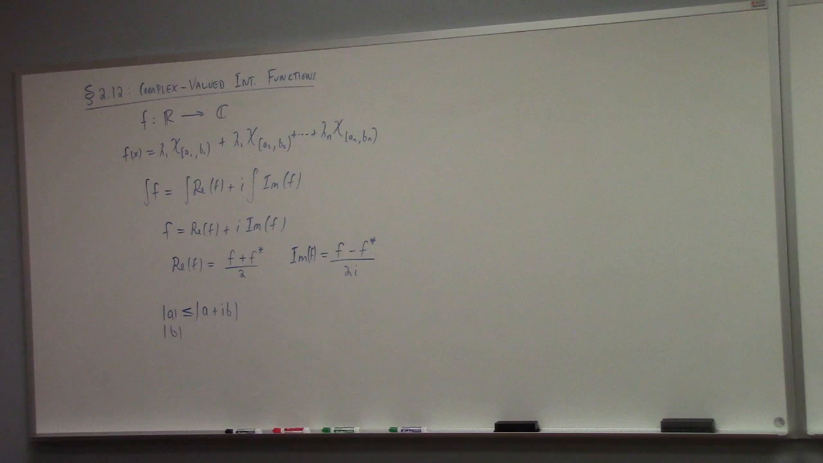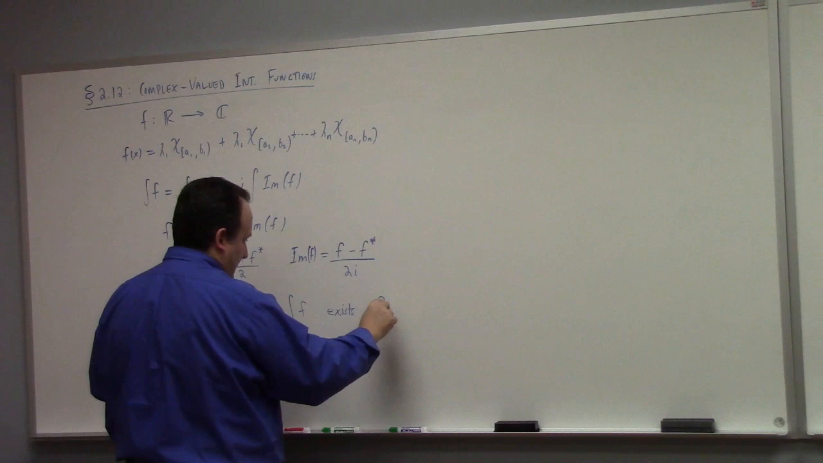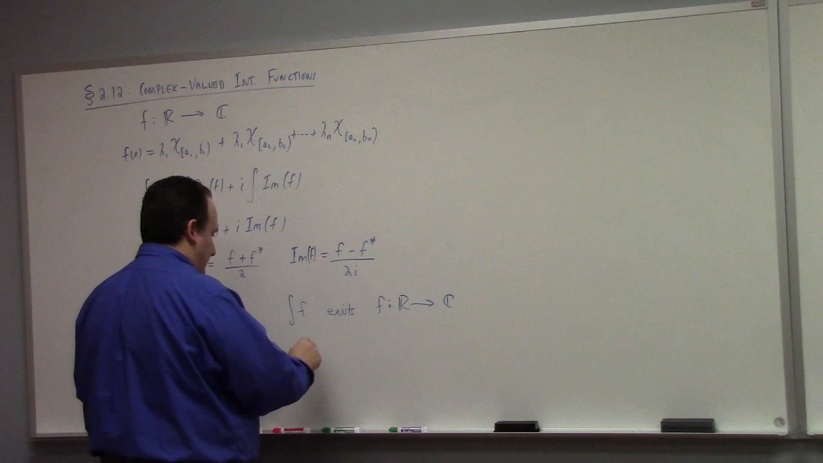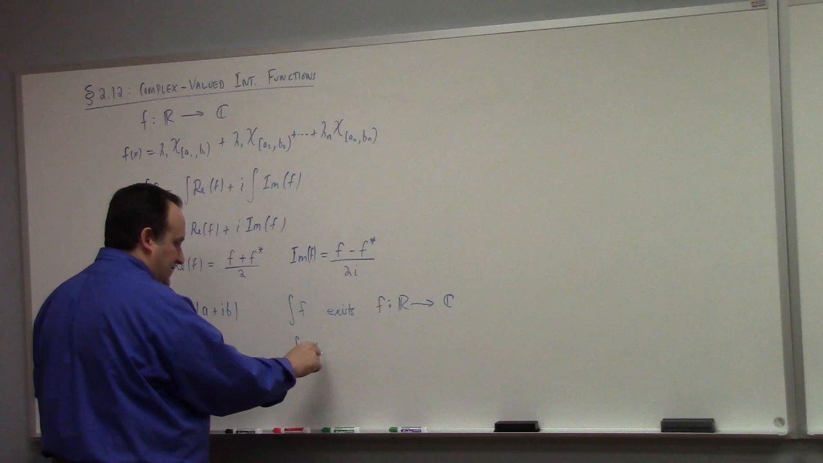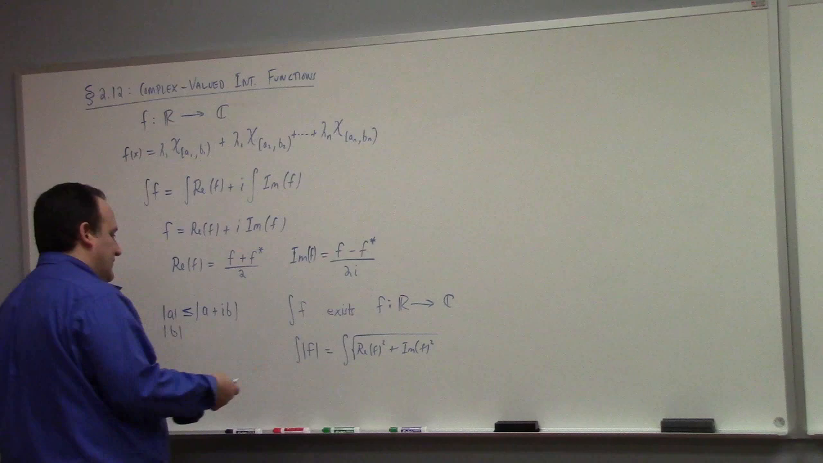The absolute value of a locally integrable complex valued function is locally integrable. So, well, that's kind of neat. So in other words, if you have that the integral of f exists, where f is a function from R to C like that, then the integral of absolute value of f exists, where this means the integral of the square root of the real part of f squared plus the imaginary part of f squared. That's kind of interesting.